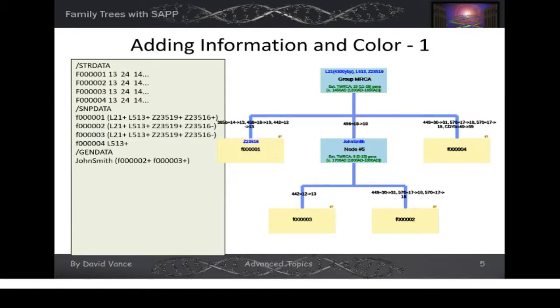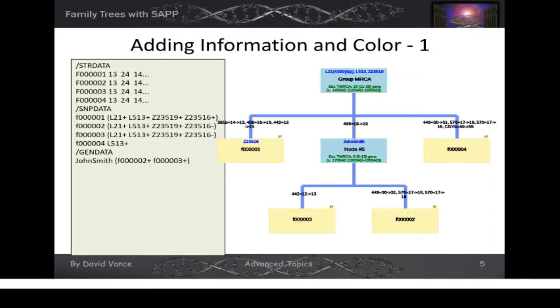So let's start with, on the left in the green box, we have some sample input. It's been a little simplified. Obviously, I have 4 kits here that have long strings of STR values. I've not reflected them all on this chart. For SNP data, we've put down that there are 4 SNPs that we know of that are important to this group. There are the positive and the negative values for those in the SNP data section. And then for gen data, I have John Smith, who only has 2 descendants that we know of. If you remember the first video, this is one of the examples that I used in the first video, so hopefully this will be familiar.